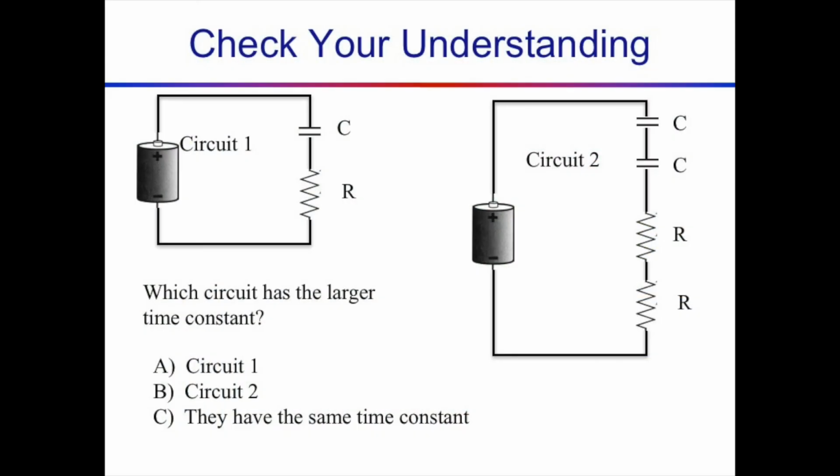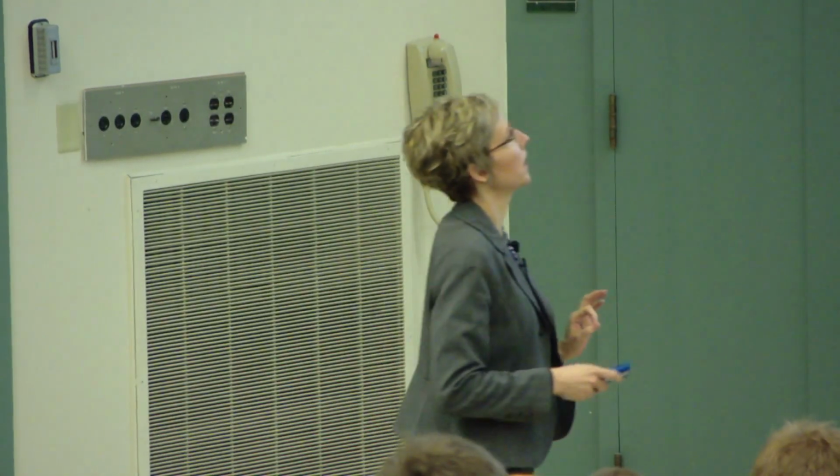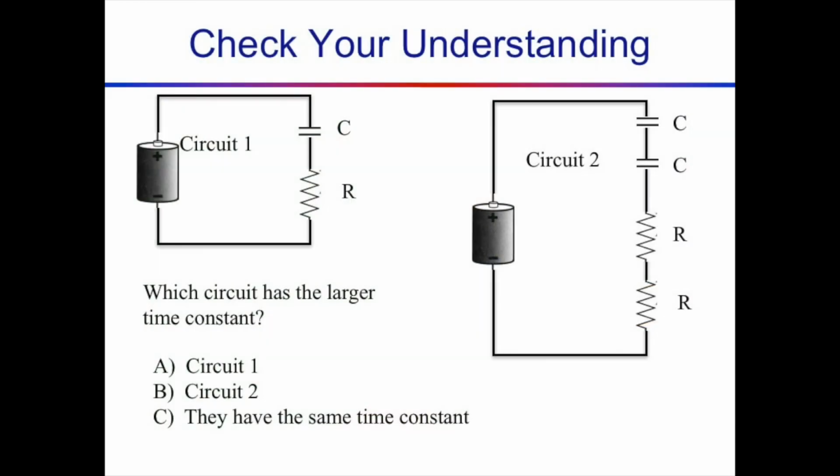I have two different circuits, all right? So I have this RC circuit, which has a particular capacitor and a particular resistor in it. Assume they have the same batteries. Assume C is the same in both cases and R is the same in both cases. It's just that in circuit number 2, I'm going to have 2 of that same capacitor in series and 2 of that same resistor in series. And what I want to know is which of these circuits has the larger time constant. So you have to do the circuit reductions to get that time constant.